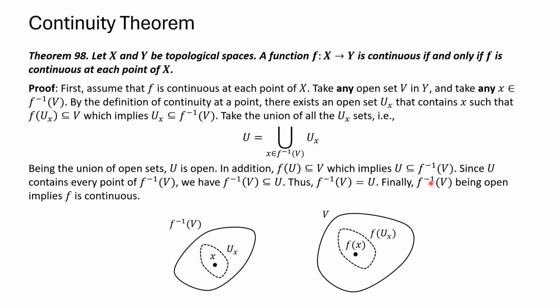And finally, f inverse of v being open implies f is continuous. So we basically have shown the proof of this theorem going in the backwards direction, so to speak. If you're continuous at every point in x, then f satisfies the definition of continuity as a function. Okay, so now we need to go in the other direction, and I'll show that on the next slide.